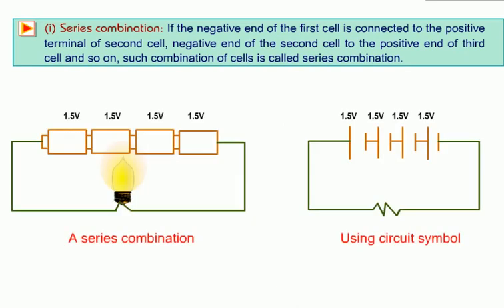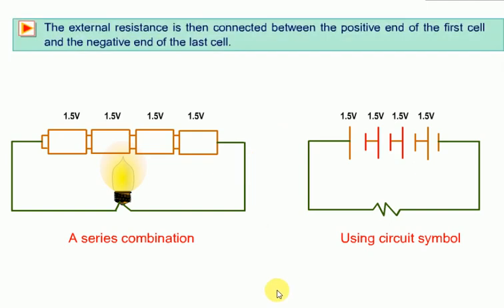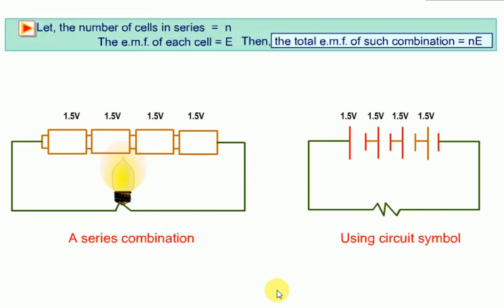First, let us learn about series combination. If the negative end of the first cell is connected to the positive terminal of the second cell, the negative end of the second cell to the positive end of the third cell, and so on, such a combination of cells is called series combination. The external resistance is then connected between the positive end of the first cell and the negative end of the last cell. Students, let the number of cells in series equal N.